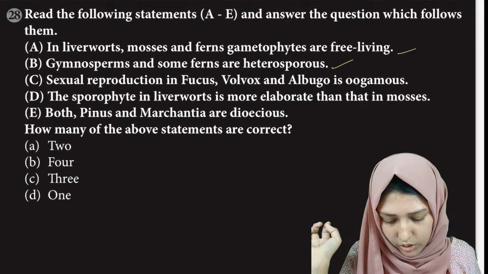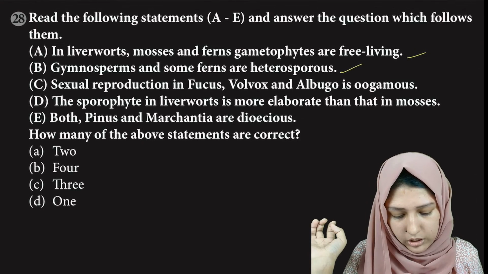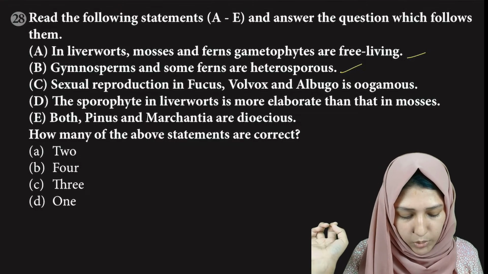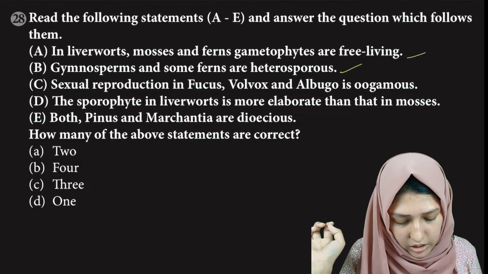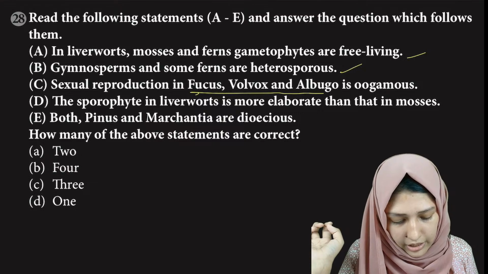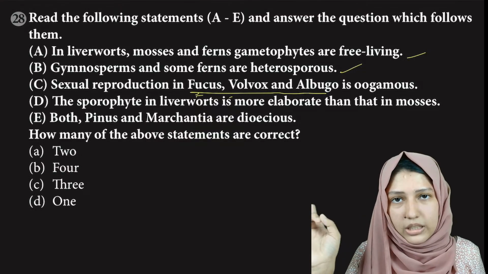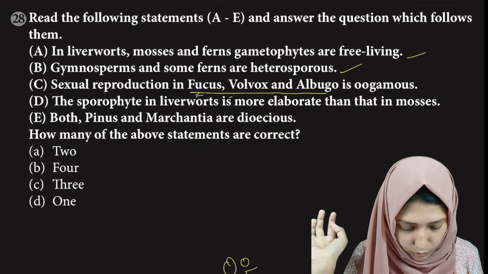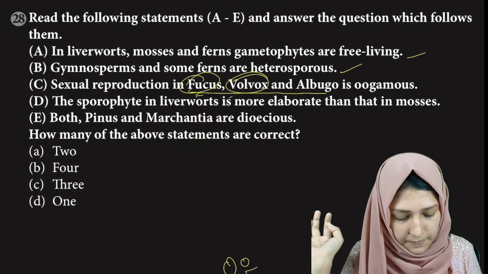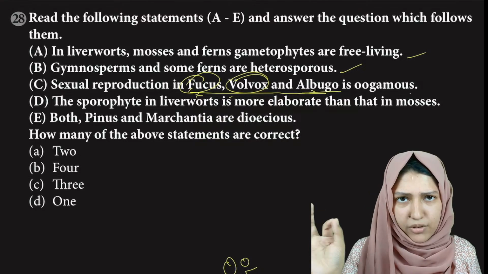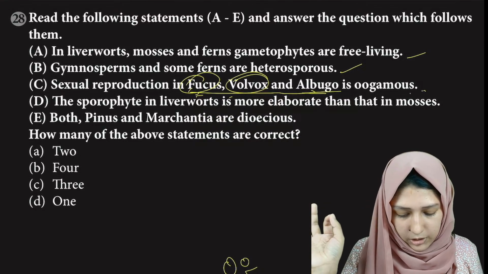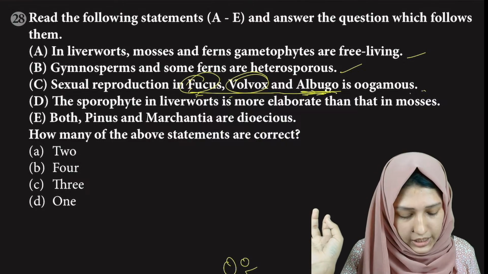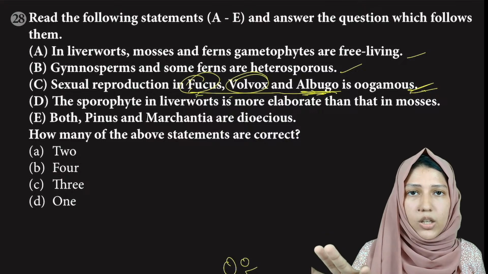Sexual reproduction in Fucus, Volvox, Albugo is oogamous. In Fucus and Volvox it is oogamous, because we have studied oogamous Volvox and along with that Fucus. Albugo is also oogamous, even if you have some doubt, we'll keep it there. Albugo is a fungus, right? It is also having oogamy as well.